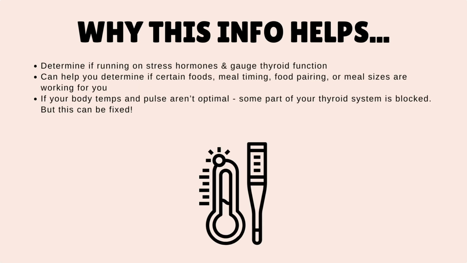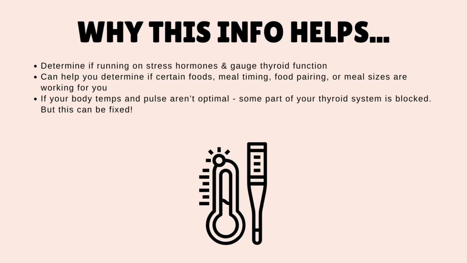The temp and pulse measurements are a super simple way to gauge whether you are running on stress hormones and to monitor your thyroid function. As we mentioned, these readings can also help you determine if certain foods, meal timing, food pairing, or meal sizes are working for you. So you can take additional measurements before and after, 40 to 50 minutes after, other meals throughout the day to test if those are working for you.